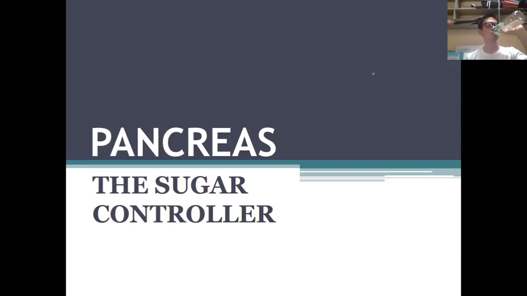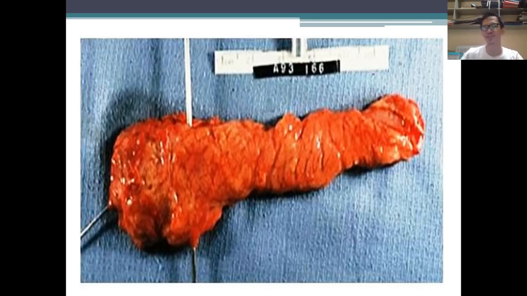So the pancreas is the one that controls the sugar metabolism of your body. So excess sugar is bad. Also with less sugar is also bad. Alright, so it maintains the body's sugar level. So this is the pancreas taken from a person. As you can see, it is also small. I think this one is larger than the adrenal gland. Alright, but yet it is still small.